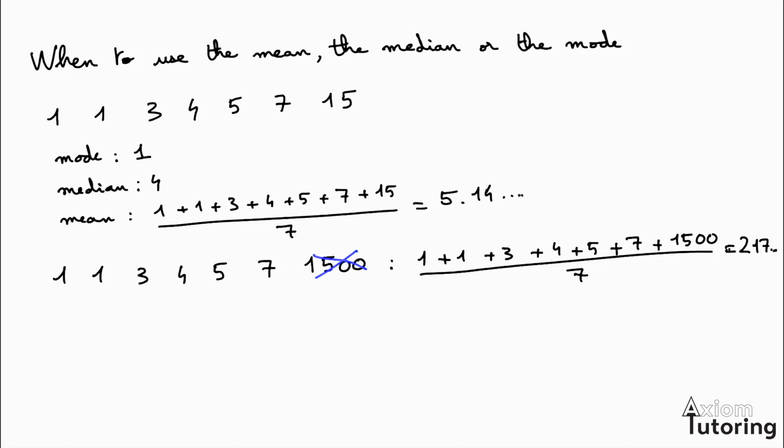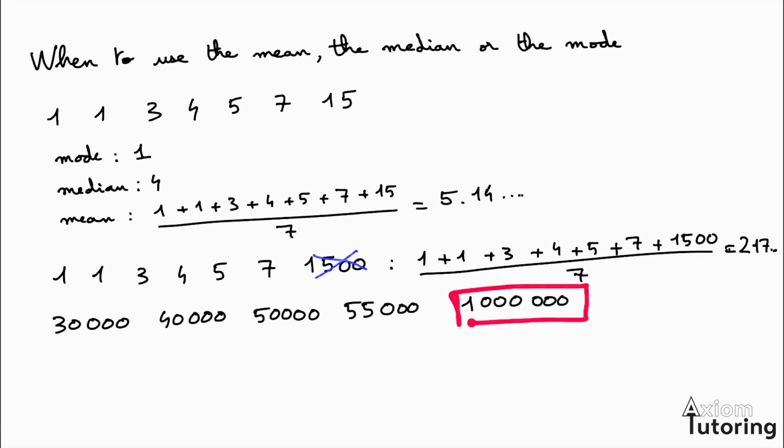So let's say we have another data set, which looks like this. So we have 30,000, 40,000, 50,000, 55,000, and we have a million. And let's say this represents incomes of different people in your country. Now, we can clearly see that this is an extreme value compared to all of the other values in our data set, but that doesn't mean that this value is wrong per se.